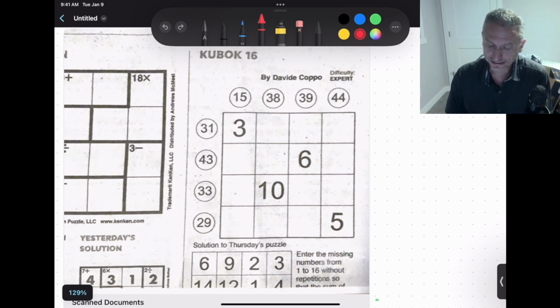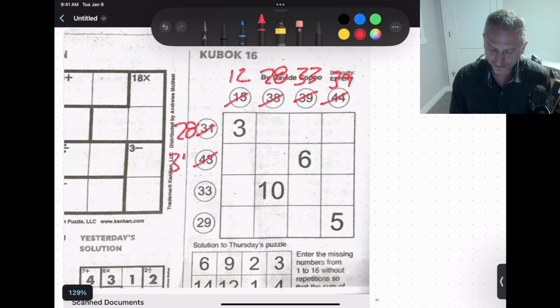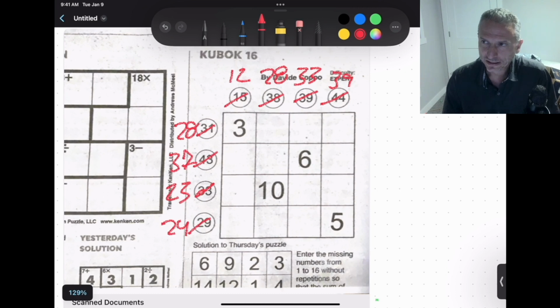We will look at, first of all, the totals. I like to go through here and get the new totals. So we have 35, 12, 28. All I'm doing here is taking the number that's given and subtracting it from the top. 44 is 39, 28, 37, 23, and 24. That's what we got over here for our updated totals. That way I don't have to add in those numbers, and it makes the adding a little easier. Kubok 16 has a ton of adding in it.